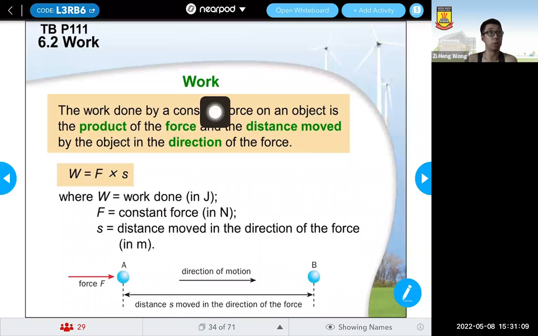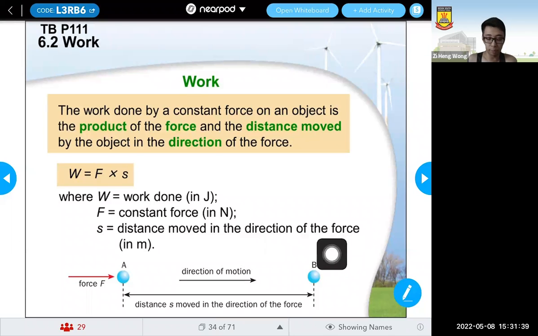So what is work done? How do we define work done in physics? Work done by a constant force on an object is calculated as the product of the force and the distance moved by the object in the direction of the force. So W equals F times s, where s is the distance, or we also represent it as displacement, moved in the direction of force. The key thing is the distance moved in the direction of force.